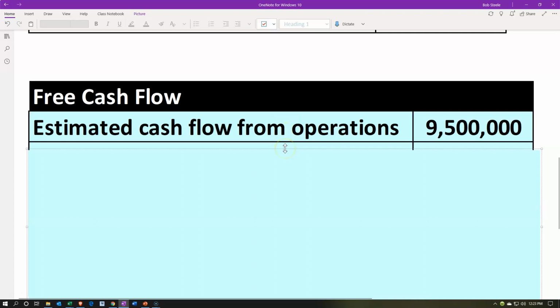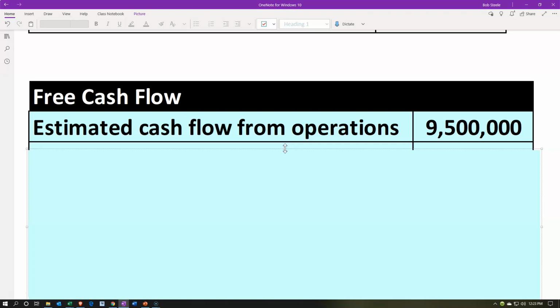So we have the estimated cash flow from operations. This is how much we think we're going to have from operations. That's going to be the $9,500,000. Then we're basically going to look at those obligations we believe we might have for the cash flow that we will have from the operation.